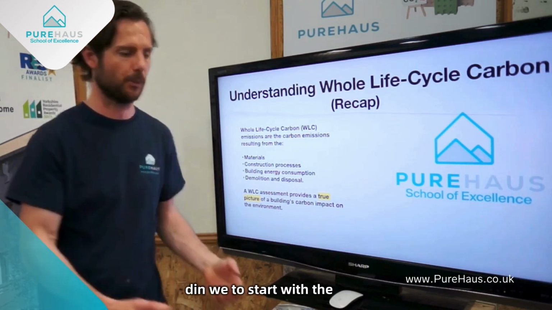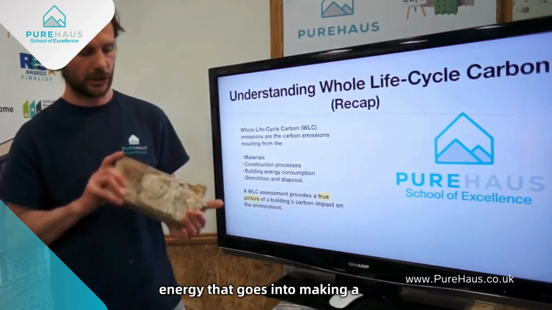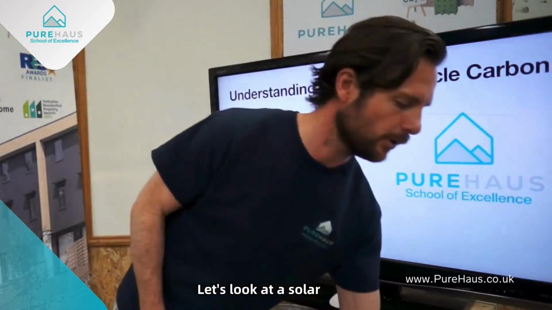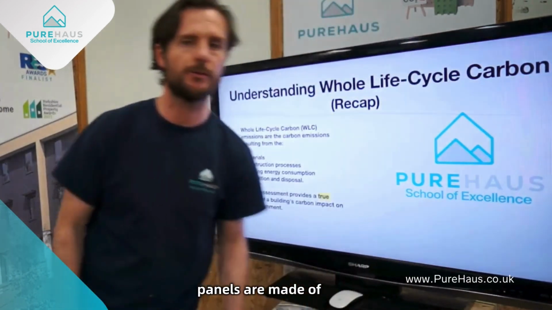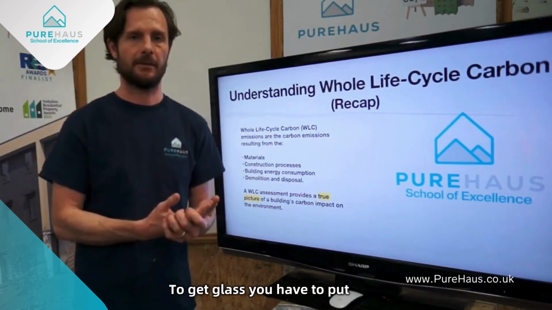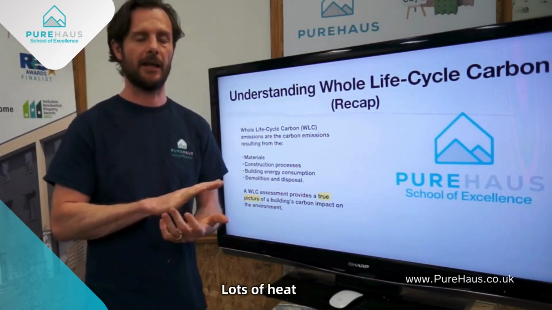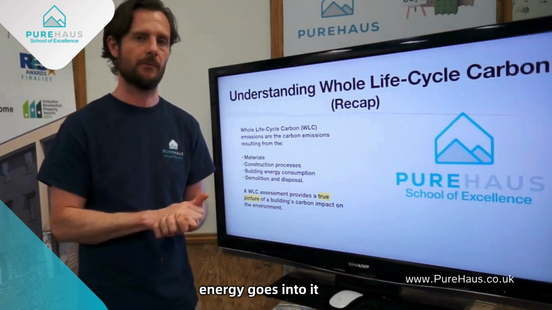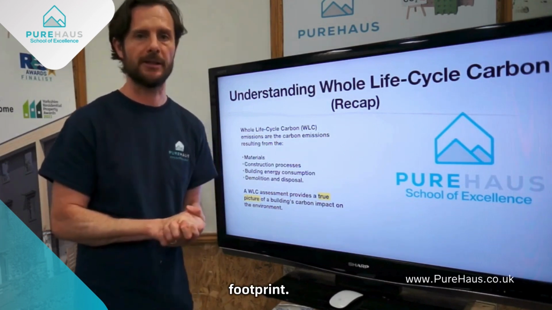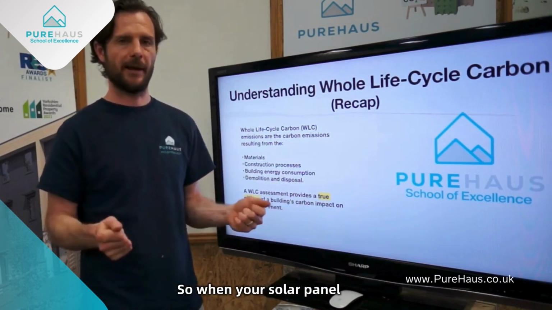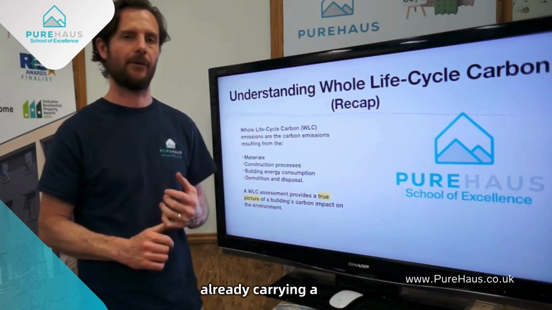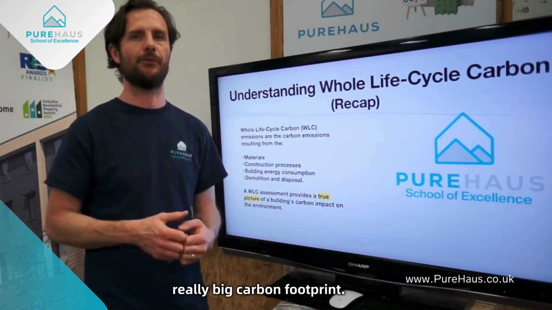We looked at the brick to start with, didn't we? The energy that goes into making a brick and putting it through a kiln. Let's look at a solar panel. So solar panels are made of basically glass and silicon. To get glass, you have to put it through a kiln. Lots of heat energy goes into it. And it really does have a big, dirty carbon footprint. So when your solar panel lands on the roof of your building, it's already carrying a really big carbon footprint.